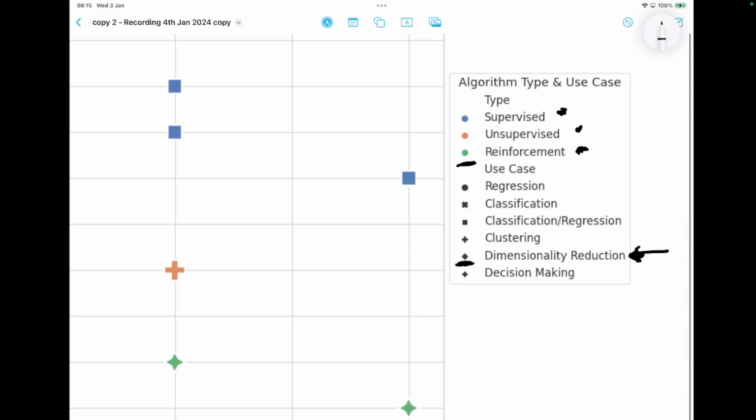But what does the shape mean? So let's say if we see the shape of a star, this is more of a decision-making star. So this would be a decision-making model, and since it's in green, it's going to be reinforcement learning. Now, that is a plus sign. So the plus sign here is clustering. And since it's orange, that is an unsupervised learning model. This is a blue color, so that is a supervised learning model, and it's a square. So the square is classification and regression models.